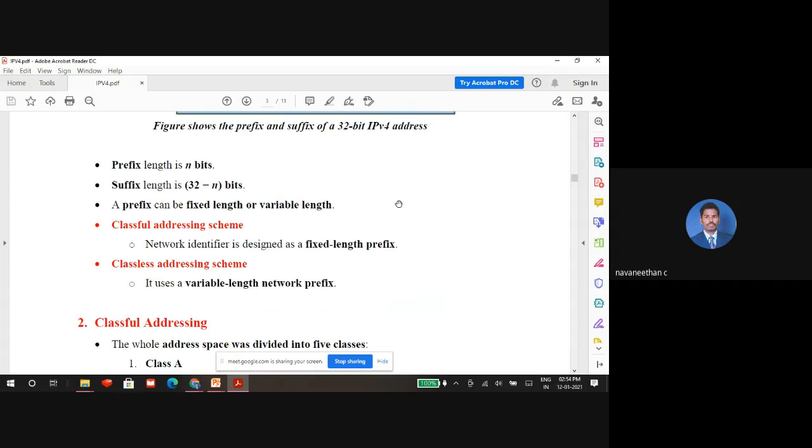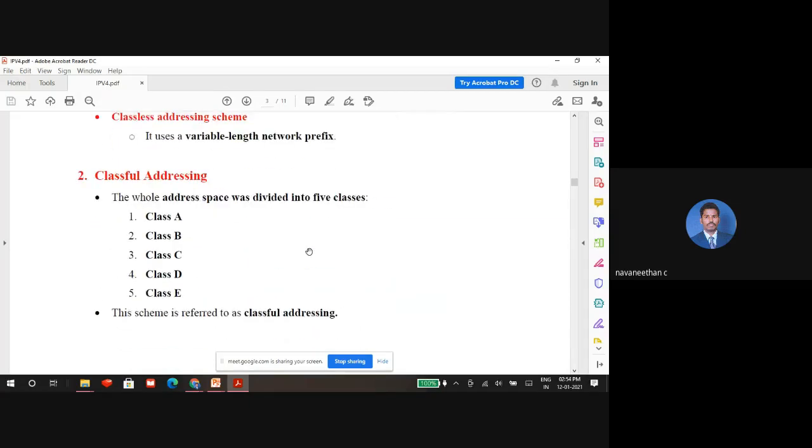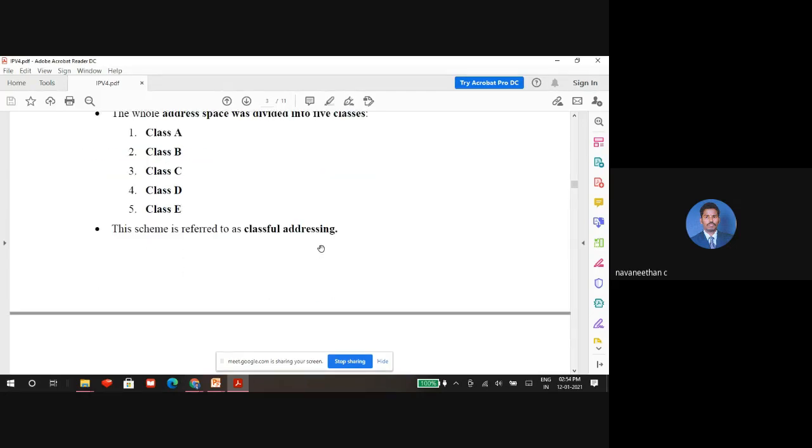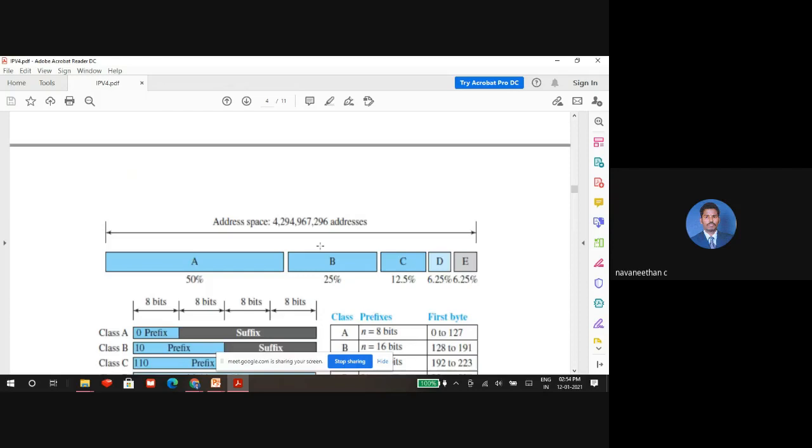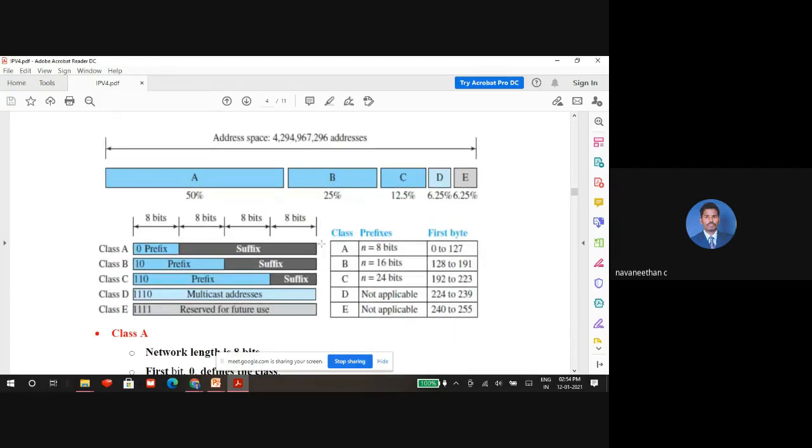Next one is with respect to classful address. In classful addressing, the network identifier is designated as a fixed length prefix, whereas in classless addressing it is variable length. Now we focus on classful addressing. In classful addressing, the whole address space is divided into 5 different classes: Class A, Class B, Class C, Class D, and Class E. These schemes we call classful addresses. I have shortened it and highlighted it in a single image.